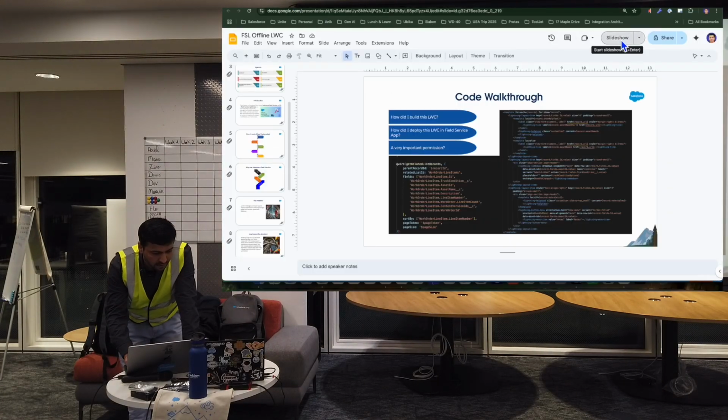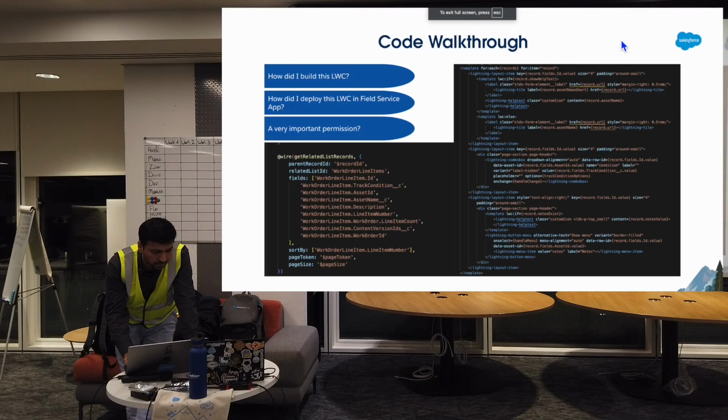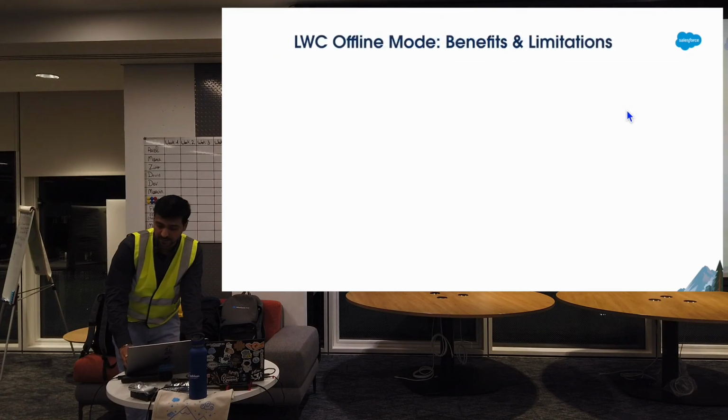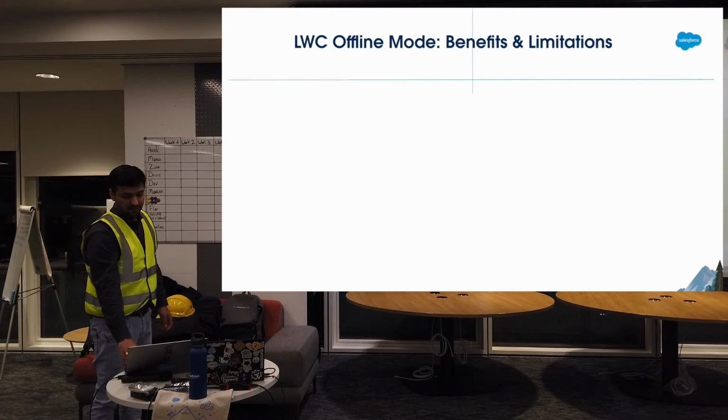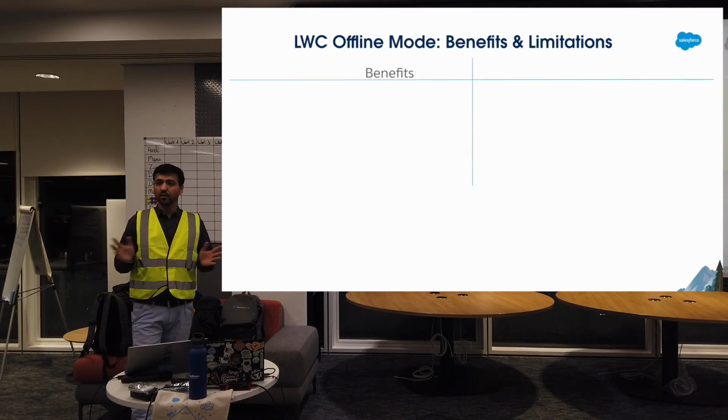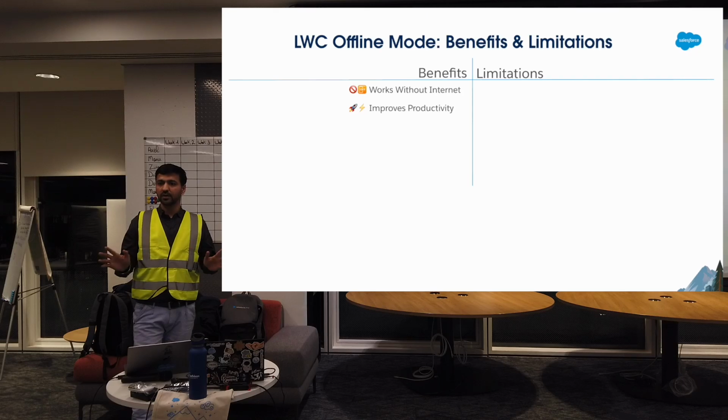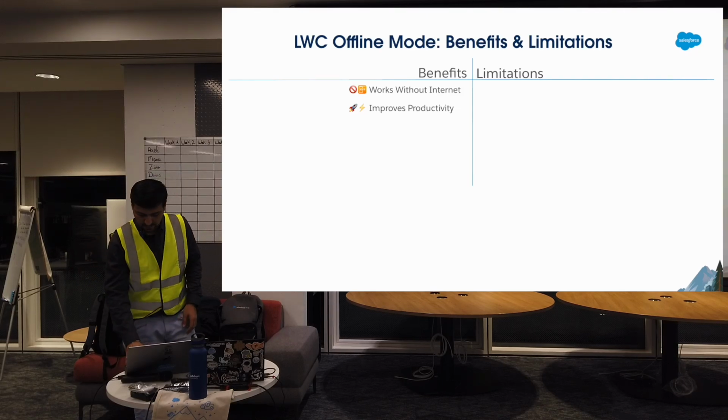Cool. So we have seen the build part, the deploy part, and then the important permission. Let's look at some benefits and limitations. Starting with the benefits, we have seen it works without internet. We can go anywhere. The field service app works without internet. You just need to log in for the very first time and render your Lightning web component.